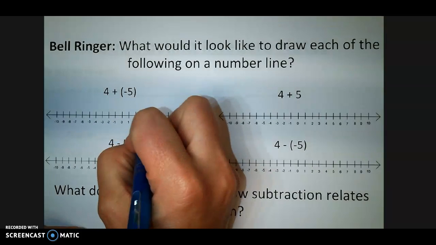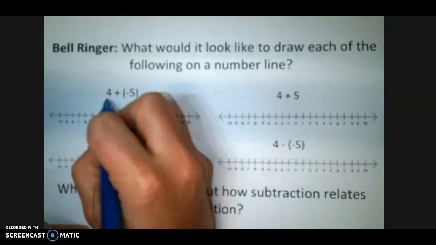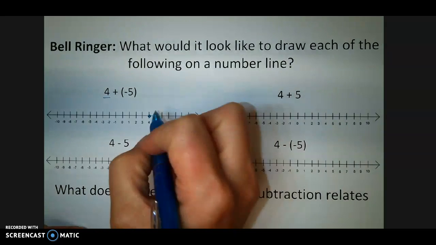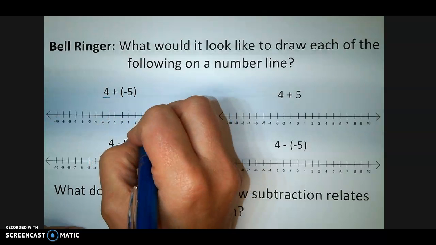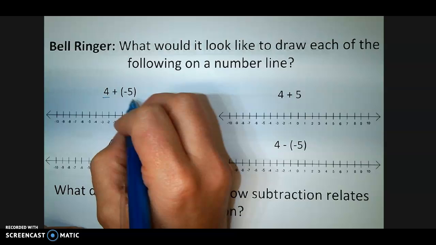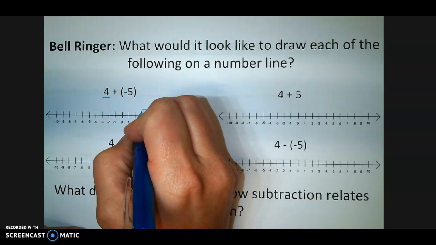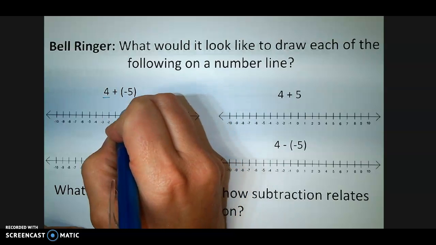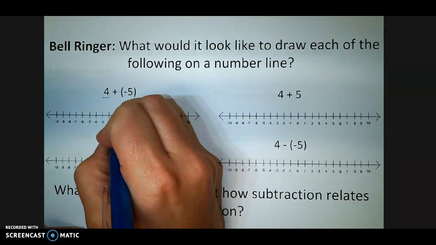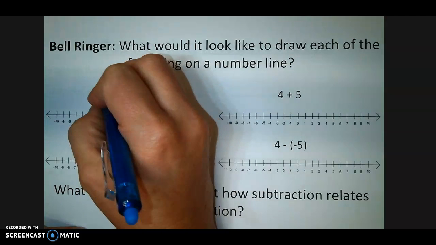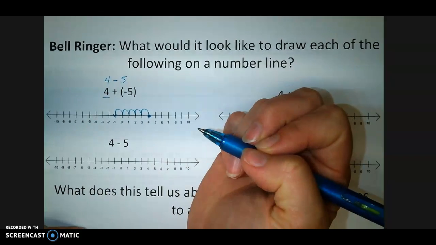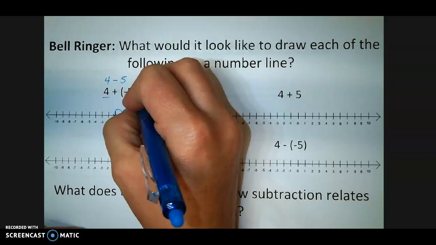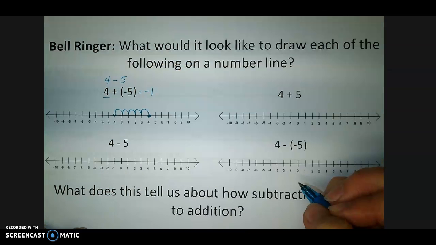For the first one, hopefully you started at 4, because I always start where the first number tells me to go. Then this is telling me to add a negative 5. What we learned is that when we're adding a negative 5, it wants us to go in this direction 5 hops, because 4 plus a negative 5 is the same thing as 4 minus 5 when I'm looking at a number line. So my answer is negative 1.